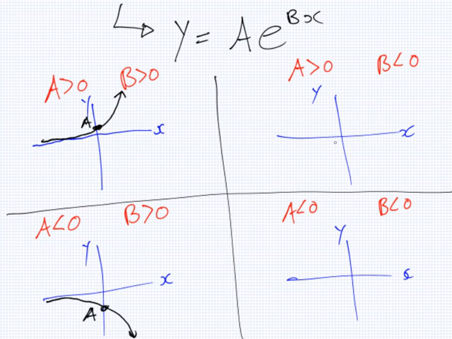What about here? The a is positive, so I know the a is here. But if the power is negative, it's going to be decreasing. And here, the a is negative, so it'll be down here. And the b is negative. Is it going from down to up, or up to down?